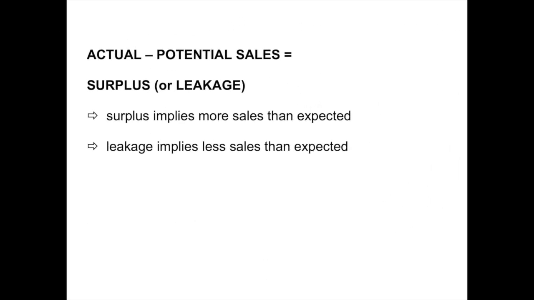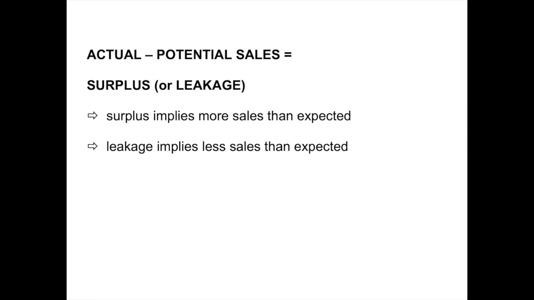Once you've calculated potential sales for the type of retail that you're studying in your region, you can compare those potential sales to the actual amount of sales in the type of retail that you're studying in your region. If actual sales exceeds potential sales, then you have what's called a surplus. In other words, a surplus implies more sales than you would expect. If actual sales are less than potential sales, then the difference is negative and you have a leakage. The leakage implies less sales than expected.